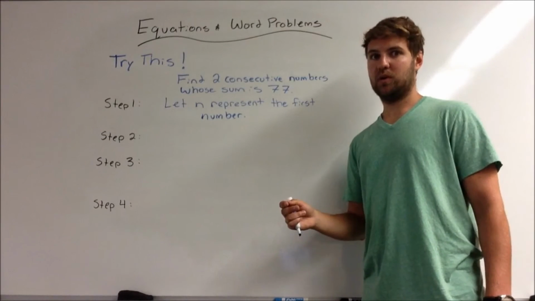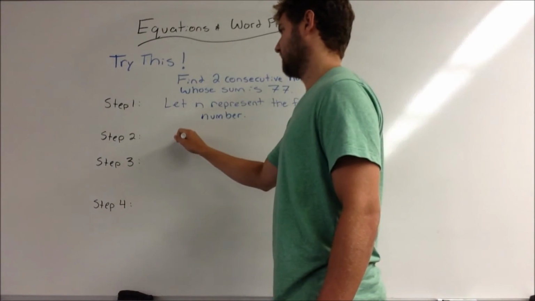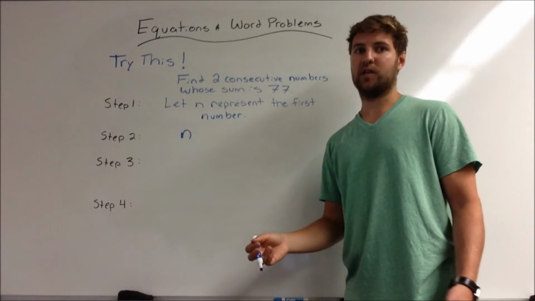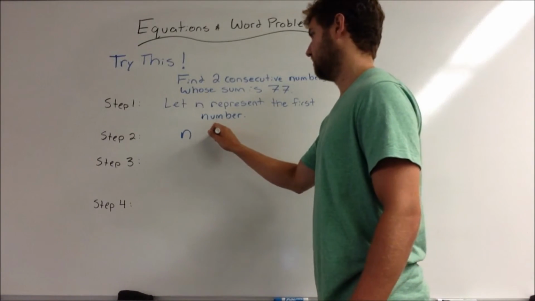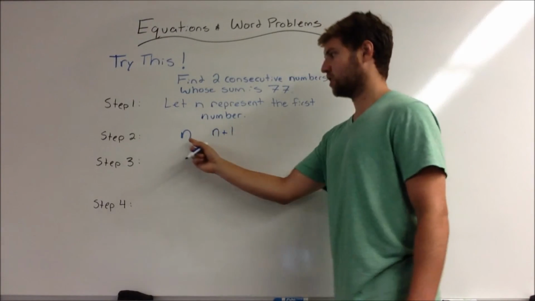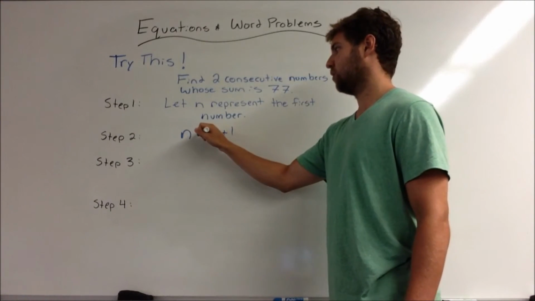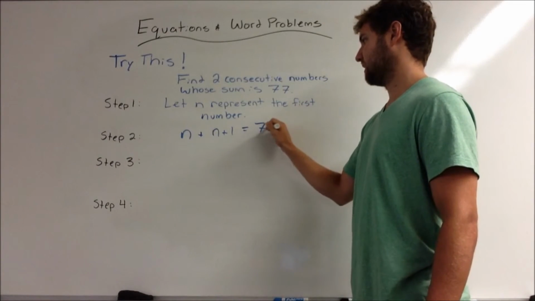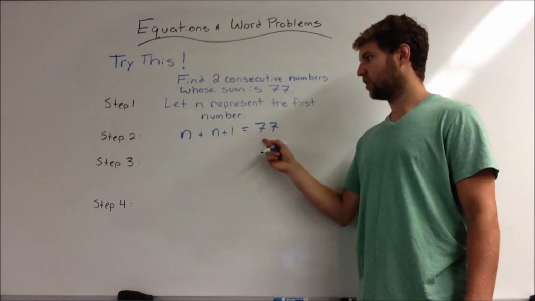So step 2 is write an equation. So if n is our first number, what would our second number be? Remember, it's 1 after it, so it would be that number plus 1, n plus 1. So here's our two consecutive numbers, n and n plus 1. And we know their sum, so when we add them together, we get 77. So we've written our equation.